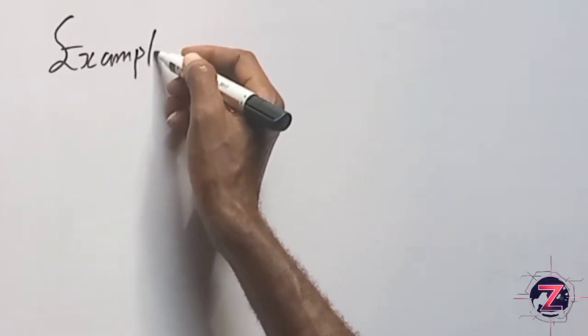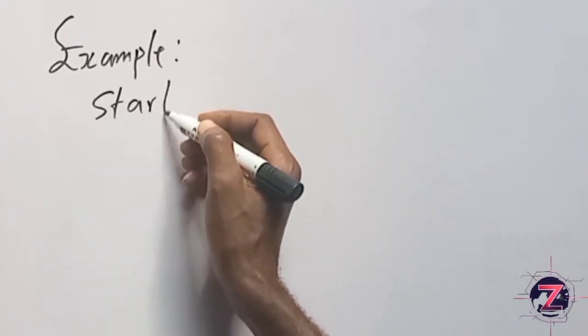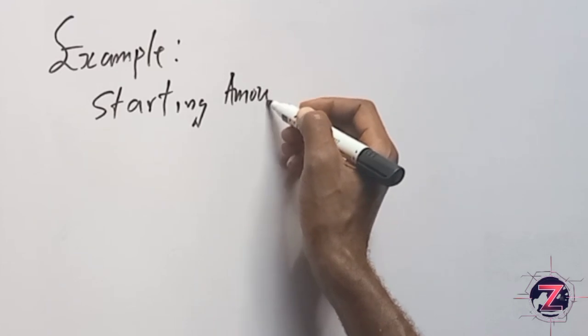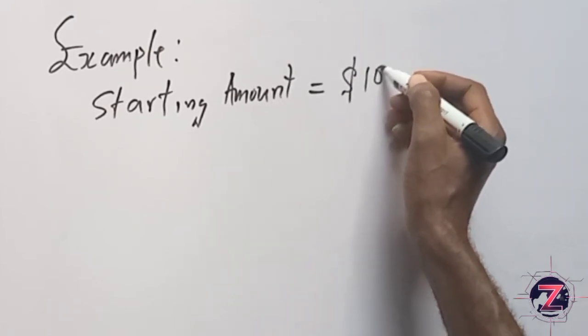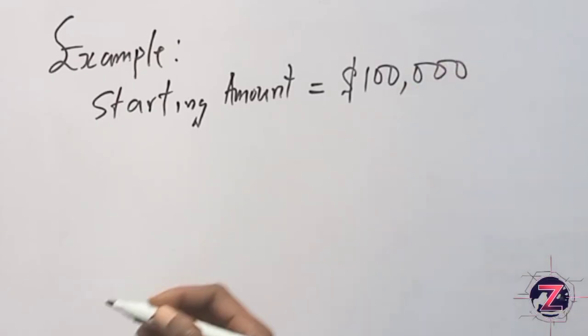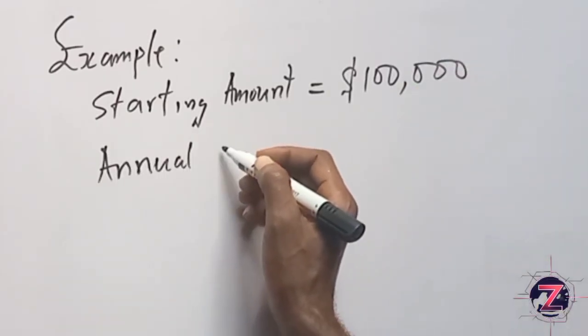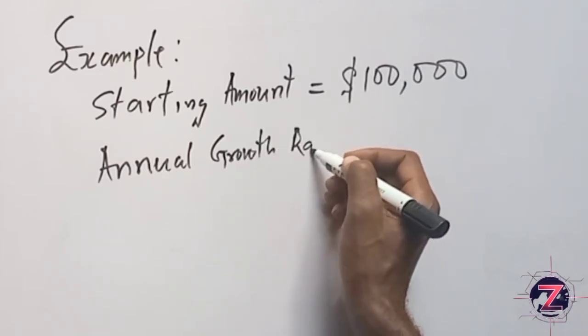Applying this formula, let's look at this example quickly, where starting amount can be taken as $100,000, and then annual growth rate, which is the R, becoming 20% per annum.